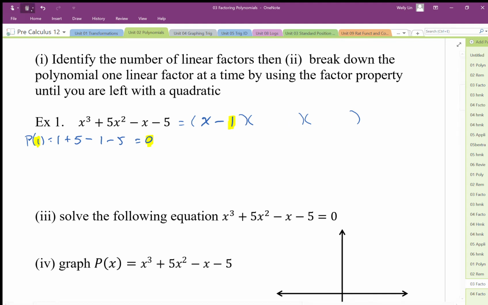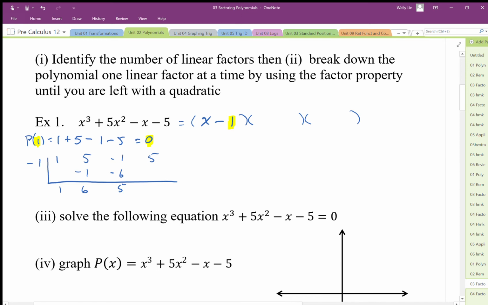Well, I know that if I break down this polynomial using the linear term and divide into there, I'm going to end up with a quadratic term. So that's what I'm going to do. I'm going to use my division. So 1, 5, negative 1, 5. I'm going to subtract. So 6. I get negative 6. 6 minus negative 6 is 5.